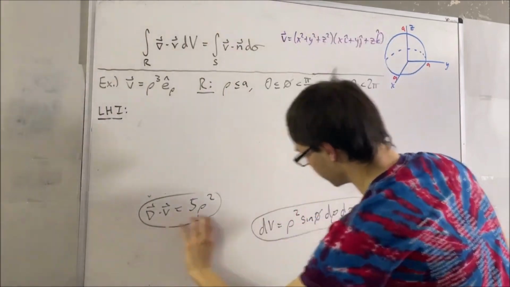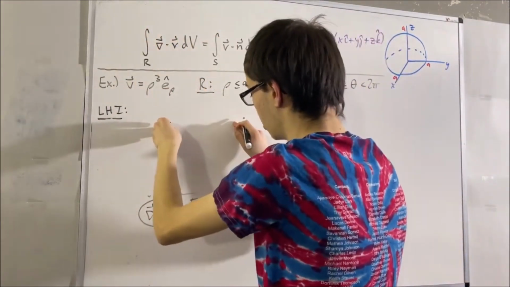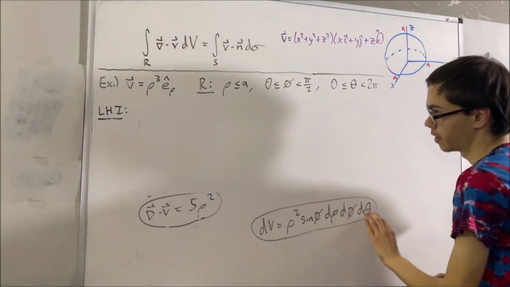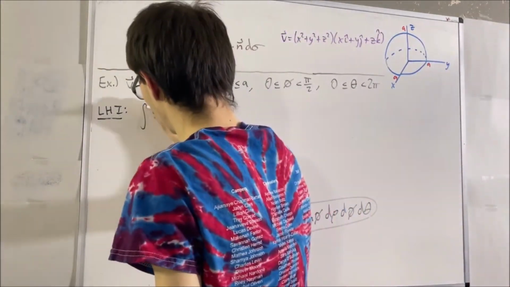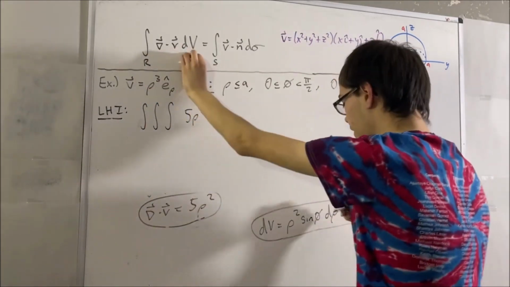So now that we have these two things, which is the two things that we need, I'm actually going to write out this integral now. We know that we have 3 parts to integrate, right? This is going to be a triple integral. So the divergence is 5 rho squared, and dV is this thing.